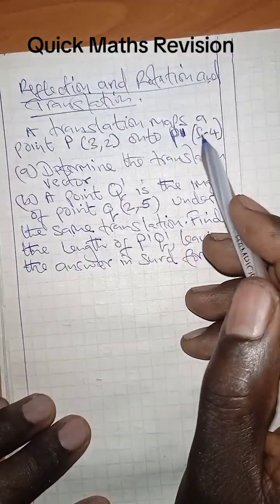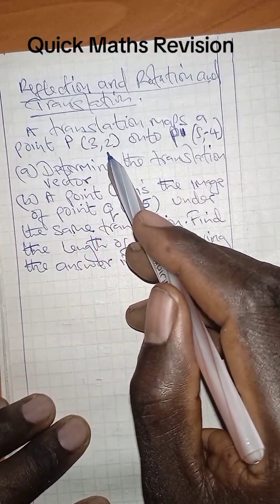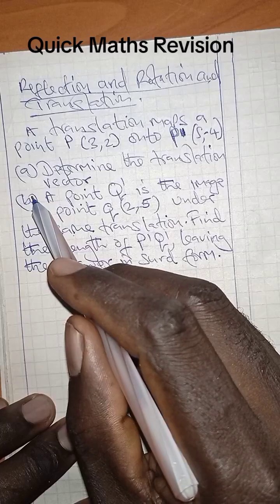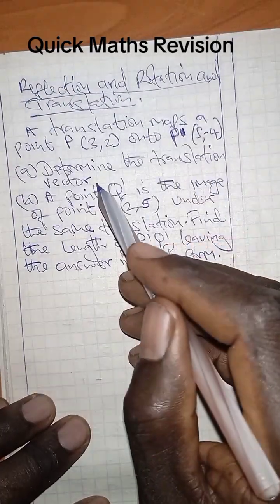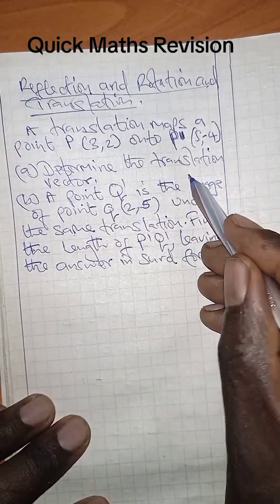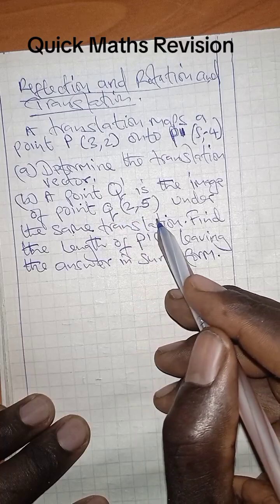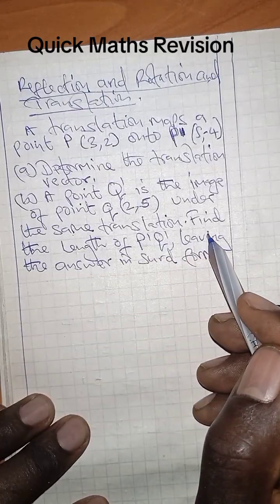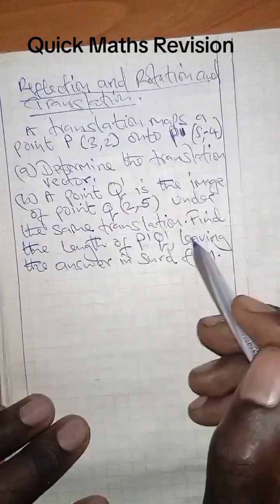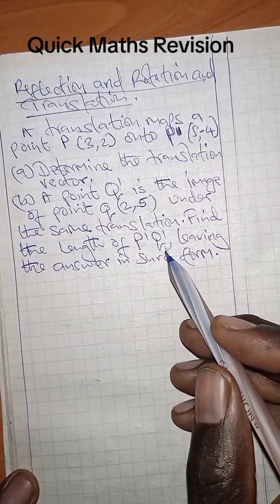A translation maps a point P (3, 2) onto point P prime (5, -4). A. Determine the translation vector. B. A point Q prime is the image of point Q (2, 5) under the same translation. Find the length of P prime Q prime, leaving the answer in surd form.